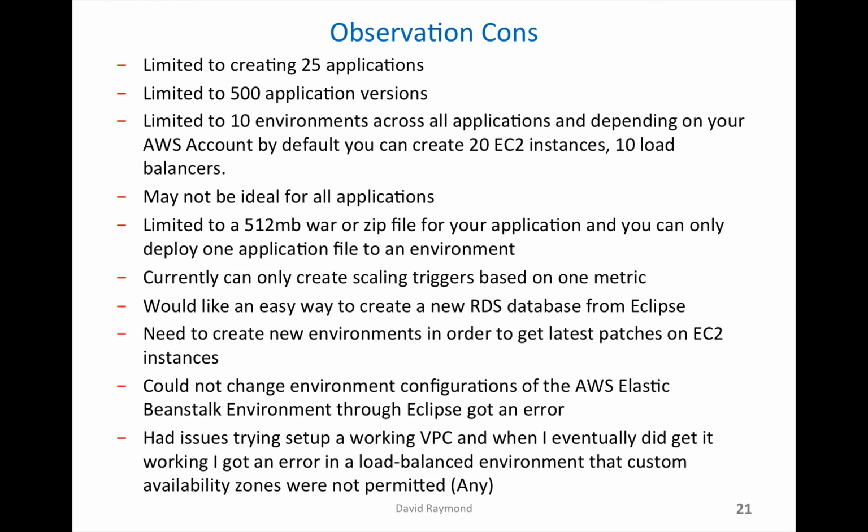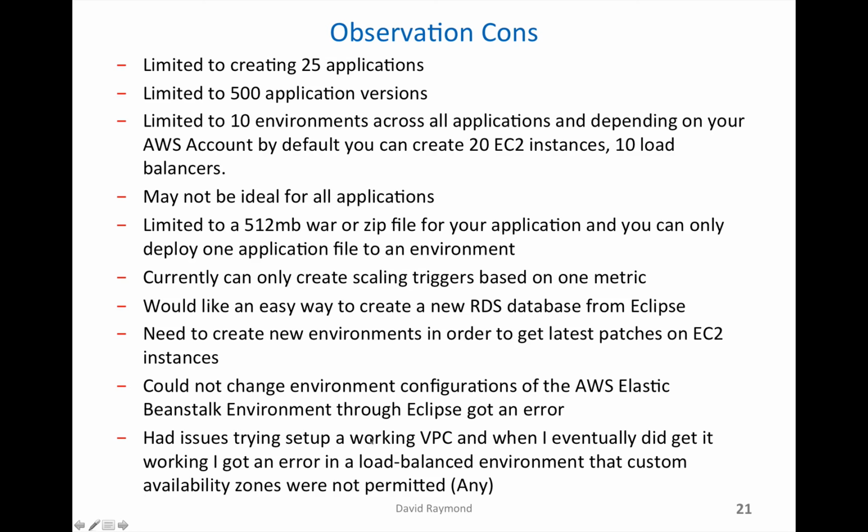You need to create new environments in order to get the latest patches on EC2 instances. So AMIs get patched by Amazon or whoever owns them, and when they get patched, those patches will not apply to instances that are running in your Beanstalk environment. They won't get applied over time. You have to actually recreate your environment for those patches to be applied, so that when it recreates the environment, it'll create it with those patched AMIs.